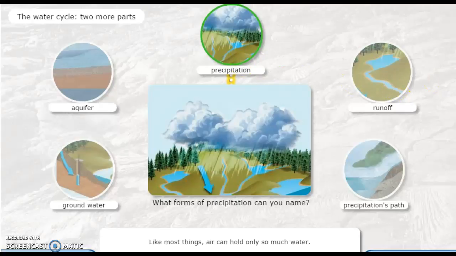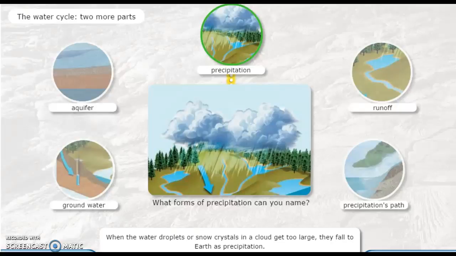Like most things, air can hold only so much water. When air reaches its limit, water vapor condenses or freezes to form clouds. When the water droplets or snow crystals in a cloud get too large, they fall to Earth as precipitation. Depending on the air temperature, this precipitation might reach Earth's surface as rain, snow, or even freezing rain.